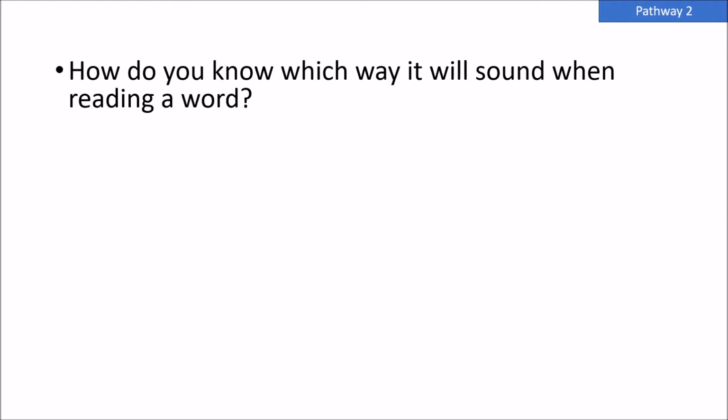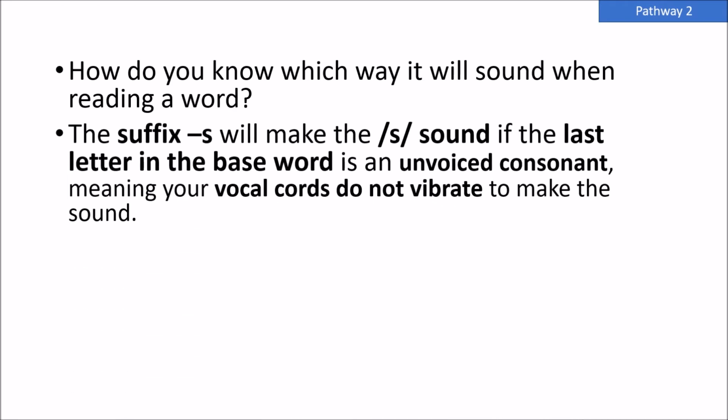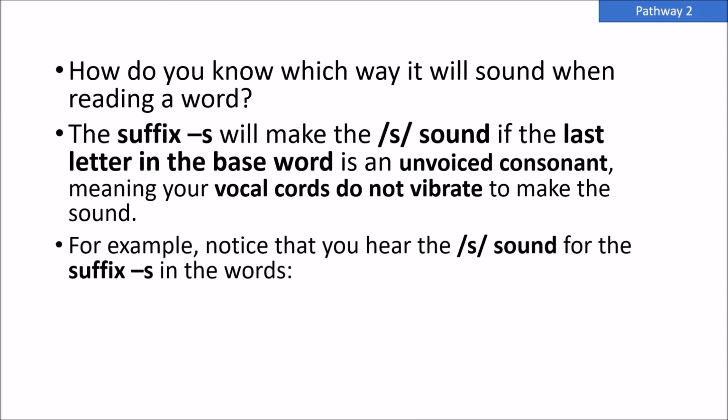How do you know which way it will sound when reading a word? Well, the suffix s will make the s sound if the last letter in the base word is an unvoiced consonant, meaning your vocal cords do not vibrate to make that sound. For example, notice that you hear the s sound for the suffix s in the words walks and puffs.